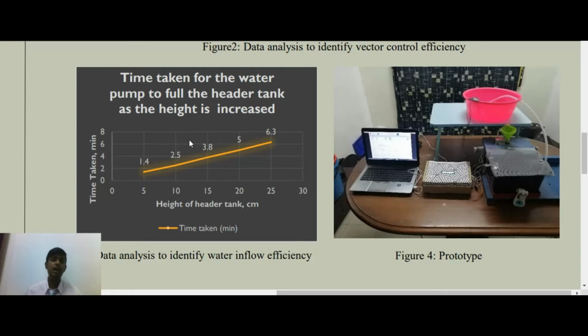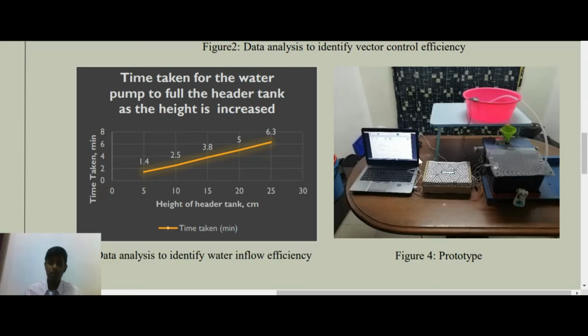In this analysis, the height of the header tank is increased from 5 cm to 25 cm. Data is recorded for every 5 cm increment. This experiment was conducted to identify the efficiency of water inflow. From the graph plotted, it can be seen that the graph looks linear, where as the height of the header tank increases, the time taken to fill the header tank also increases linearly. Therefore, it can be concluded that the water inflow system works efficiently because the only factor that affects the water inflow system is the height of the header tank.